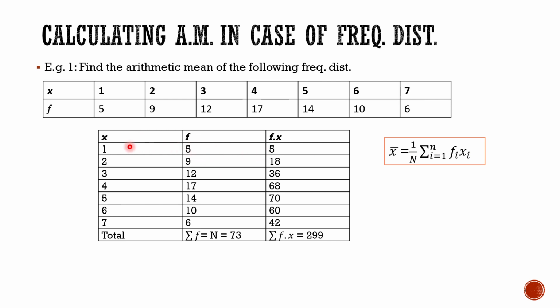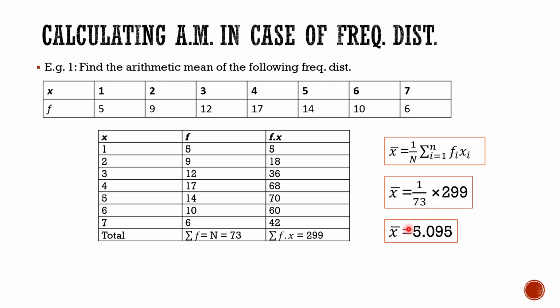So if you multiply 1 into 5, you will get 5, 2 into 9, 18, 3 into 12, 36, and so on. When you sum all these frequencies, you will get capital N, that is 73 here, and for summation fx you will get 299 here. And simply what you will have to do is for x bar, you will have to divide the summation fxi, that is 299 here, by 73, that is capital N, and simply you will get your arithmetic mean, that is 5.095 here.